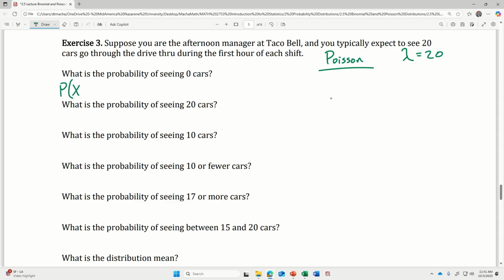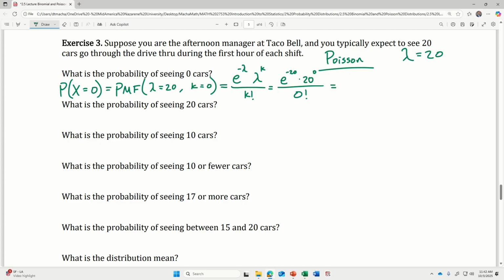That is the probability that the outcome is exactly 0. So that's going to be the probability mass function, this time of the Poisson distribution, where lambda is 20 and k is 0. So that will be e to the power negative lambda times lambda raised to the power k divided by k factorial. So you get e to the power negative 20 times 20 raised to the power 0 divided by 0 factorial.